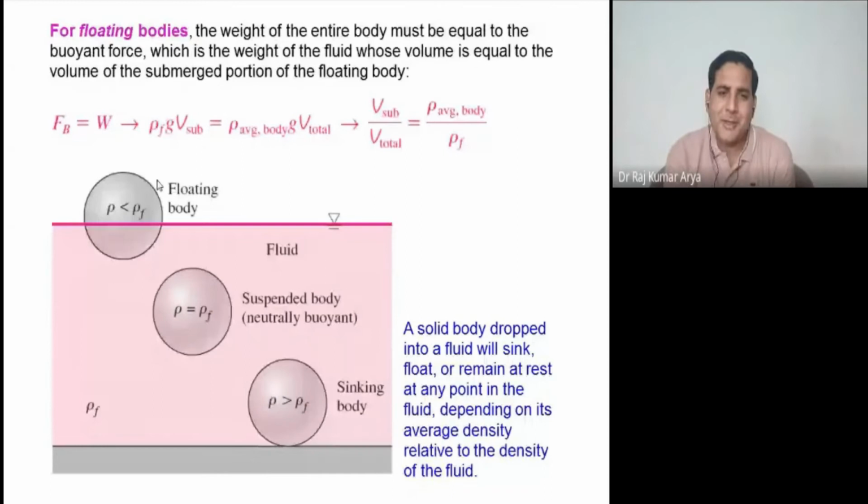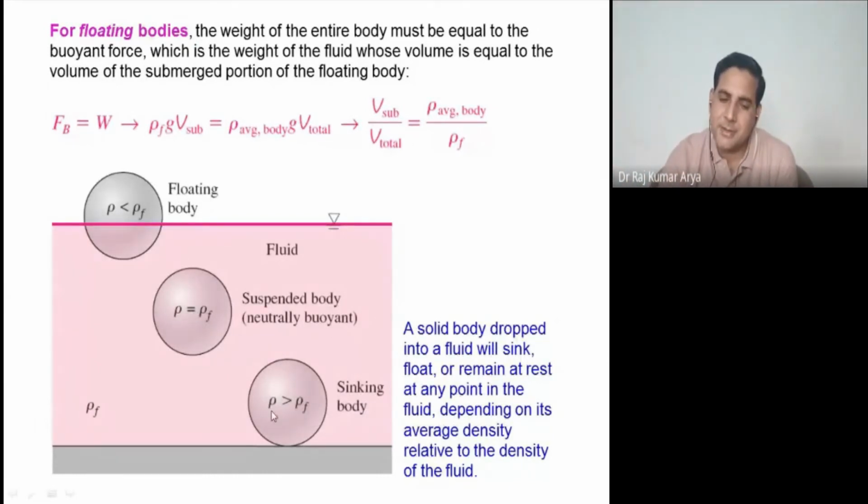Next part is your floating body. So this is what we were talking here. In this case, the density of your object is lower than the density of the fluid, so it will float. And how much it floats depends on how low the density is. If it is too low, it may be completely off, just like that. This is the condition of completely submerged. This is called neutrally buoyant. Wherever you leave the object, it will remain there.